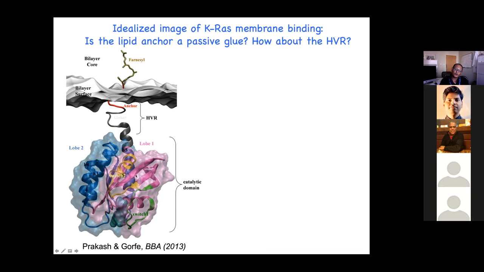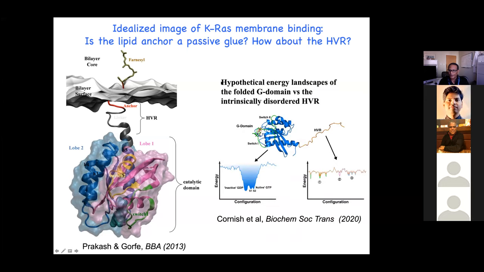And the catalytic domain, as you can see here, is bilobal, would sit in water and hanging in there. And the HVR is flexible, so it would be sampling a large conformational space. That was how I thought it would work, but that turned out to be not quite right.